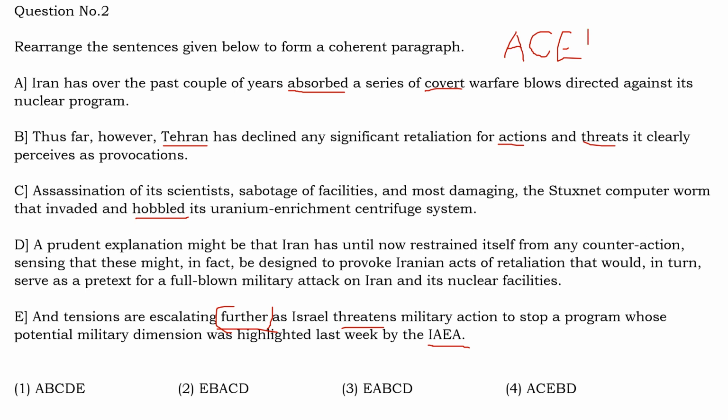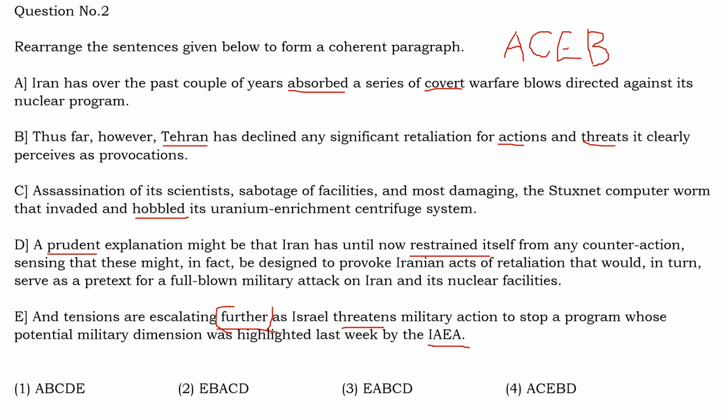So Iran's lack of action: so far they have not done anything to retaliate against attacks. And then the last sentence says why they have not done so. Prudent means a wise or reasonable explanation. What is a reasonable explanation for Iran restraining itself? Restraining means controlling itself from any counteraction.